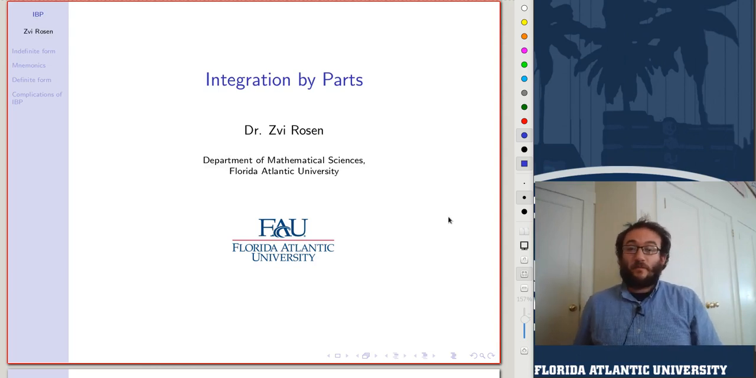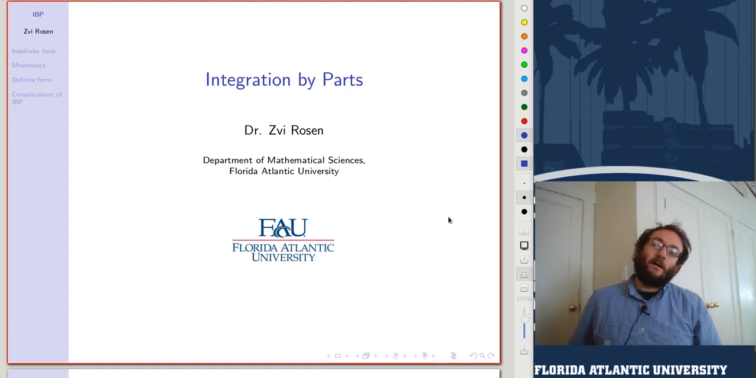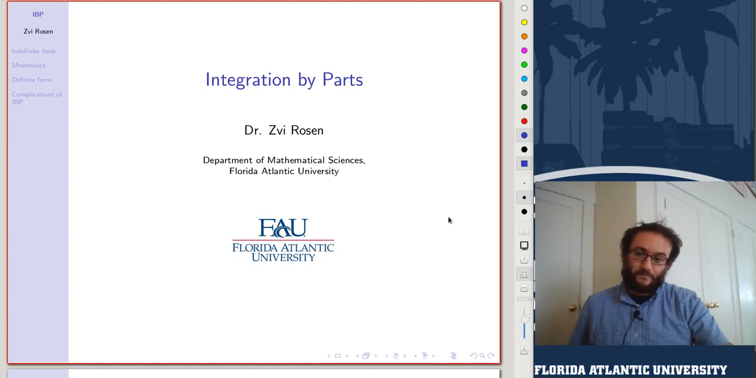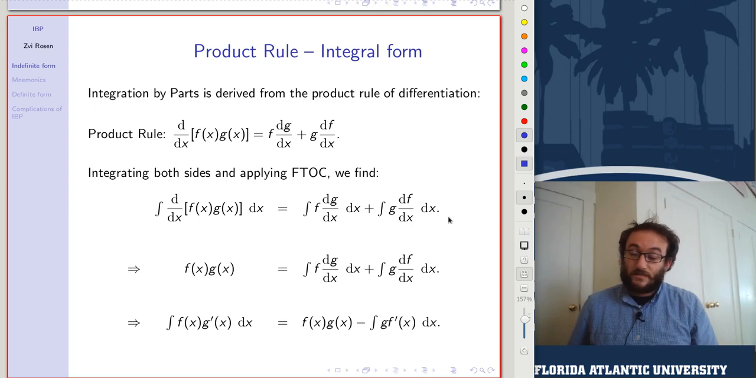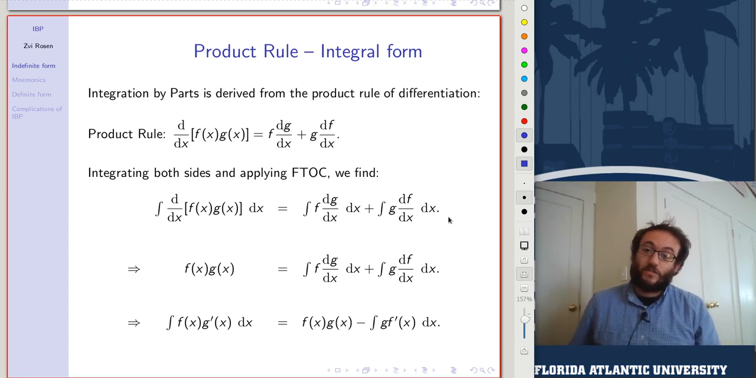Today we're going to be talking about integration by parts, and that's featured in chapter 7.1 of Stewart. Integration by parts is a formula that we derive from the product rule of differentiation. If you'll recall, the product rule says that the derivative of the product of f and g, two functions of x, is equal to f times the derivative of g plus g times the derivative of f.